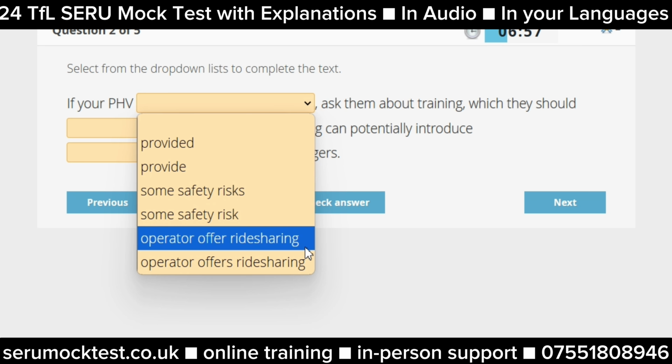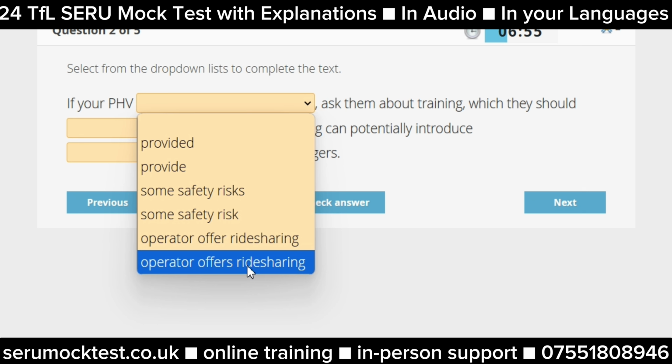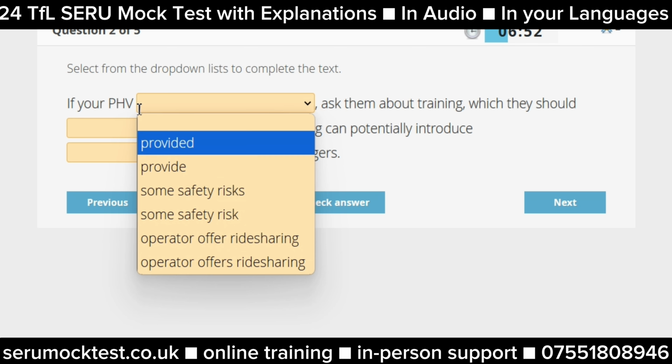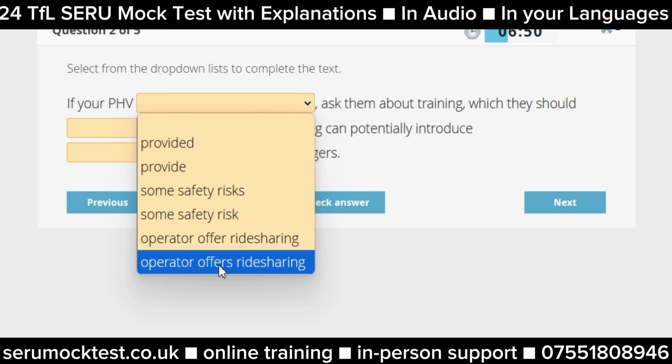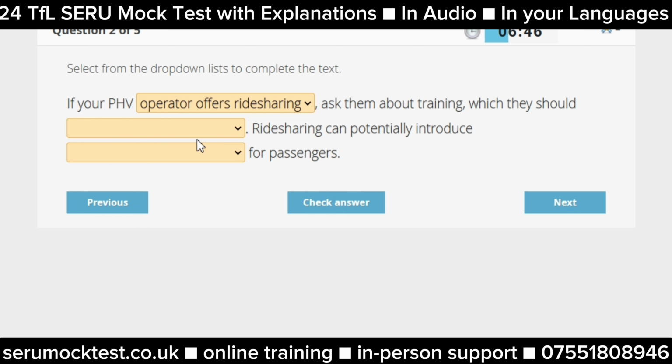Operator offers ride sharing. He's talking about your PHB operator, which is third person singular, so after that the verb will be with an S. That's it, finished, that's very simple. Your PHB offers ride sharing service.